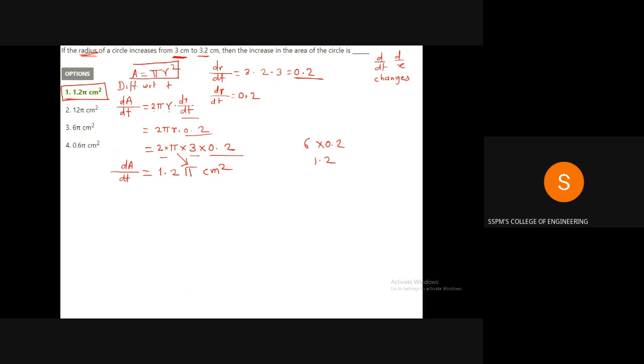So this was the formula for the area of a circle. We differentiated it with respect to t. So we got dA by dt is equal to 2 pi r into dr by dt. We have already found the value of dr by dt, that is the change in r. So that's how to calculate such questions.